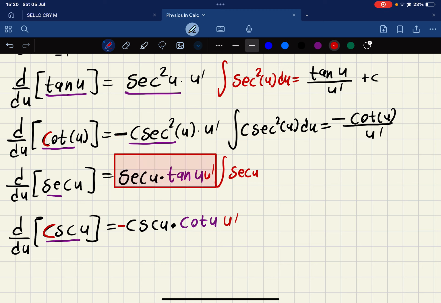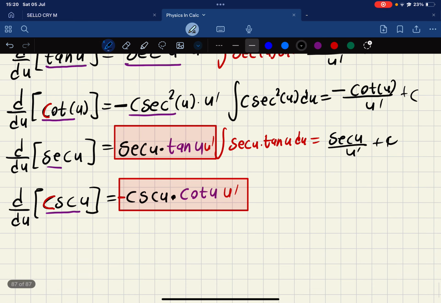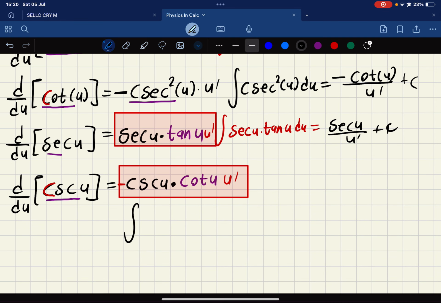I forgot that. Still the same procedure. So meaning that the integral of sec u tan u du is going to be equal to sec u over u prime plus c. So even here, the integral of cosec u cot u du is going to be equal to what? Since already it had a negative here, it is going to be negative cosec u over u prime plus c.